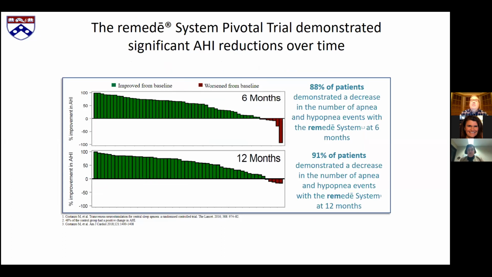And if we look at reductions over time, you can see these are patients who are improved from baseline versus worsened. At the 6-month endpoint, 88% of the patients demonstrated a decrease in the number of apnea and hypopnea events at 6 months.